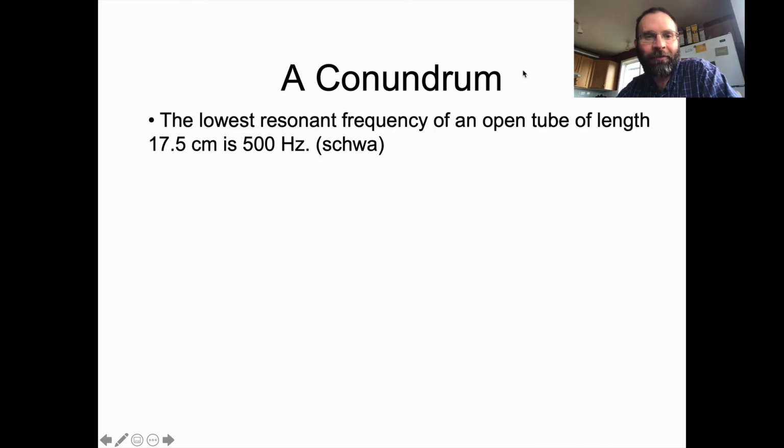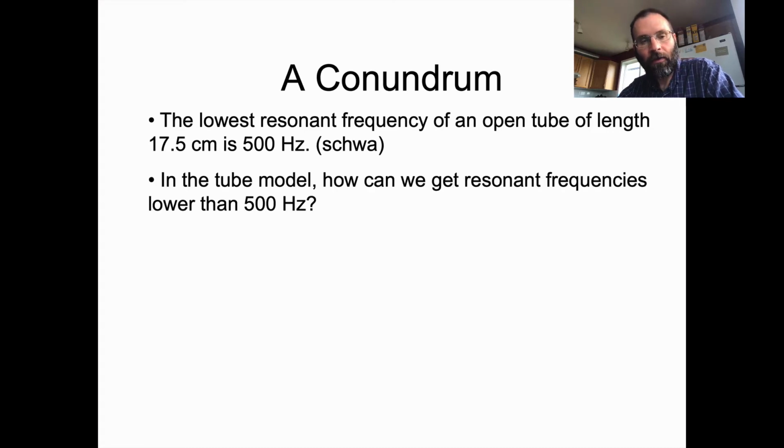Okay, I left off in our lecture about the two-tube model with a conundrum about how we can possibly get formant frequencies which are lower than 500 hertz, which is the lowest formant frequency you get when you produce a schwa, which is based on an open tube of length 17.5 centimeters, or about 7 inches. So in the tube model, the idea is that we're splitting up the vocal tract as a whole into two shorter tubes. So each of those tubes should have higher resonant frequencies than the overall length of the tube.